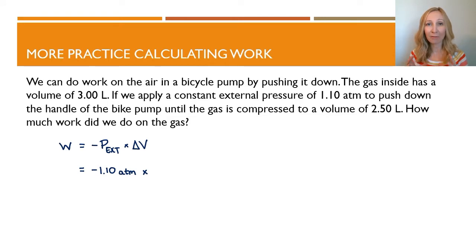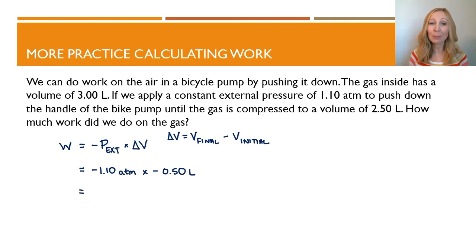Delta V is equal to the final volume minus the initial volume. So the final volume is 2.50 liters. The initial is 3.00 liters. So 2.5 minus 3.0 liters is equal to negative 0.50 liters. So I take negative 1.10 atmospheres and multiply that by negative 0.50 liters. And then I'm going to end up with a positive number. And that should make sense because you're doing work on the system. You are compressing the gas that is in the system. So you're doing work on the system.